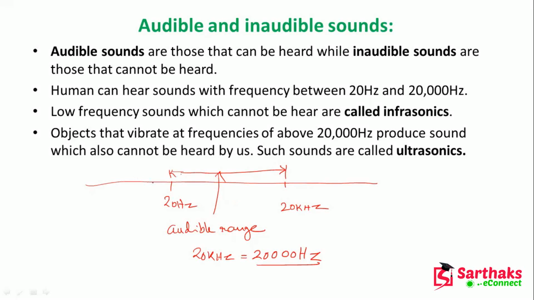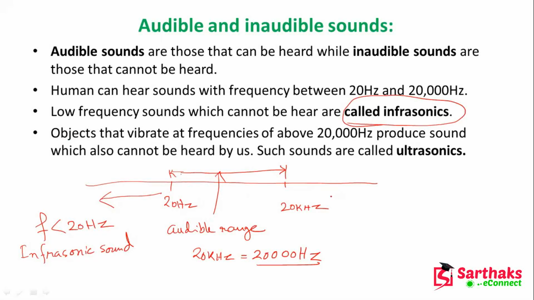Fine. Now, beyond this, the frequency that is less than 20 hertz is called infrasonic sound. So the sound that has a frequency less than 20 hertz, that is called infrasonic sound. And the frequency that is greater than 20 kilohertz or 20,000 hertz is called ultrasonic sound. What is it called? Ultrasonic sound.